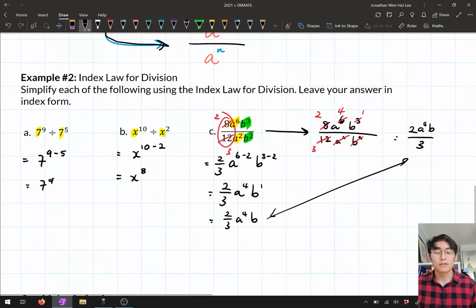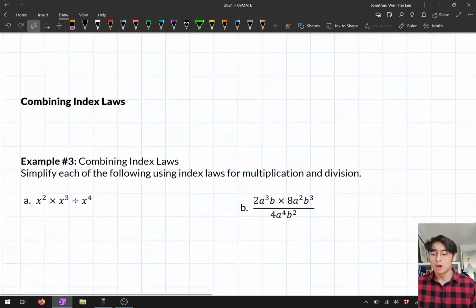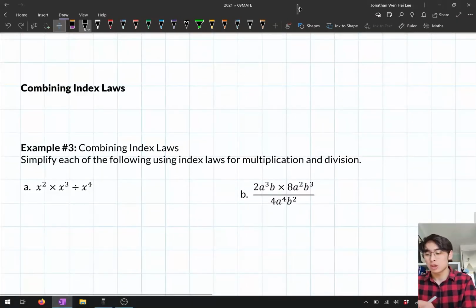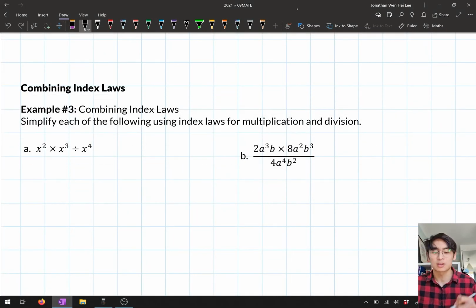So that's the index law for division. When we're doing division with indices, we subtract the powers. Okay, now, what we can do with both of these index laws is we can actually combine them and apply our index laws to help us simplify expressions by combining all of these index laws.